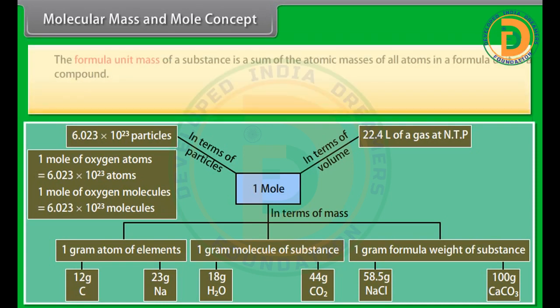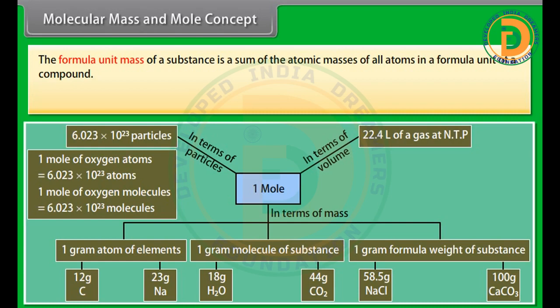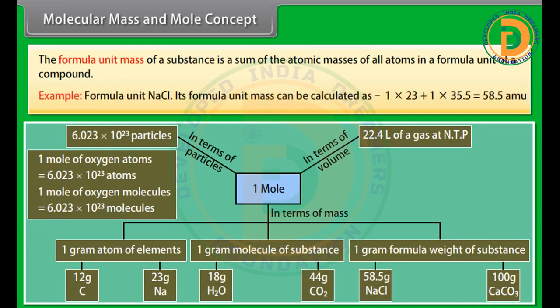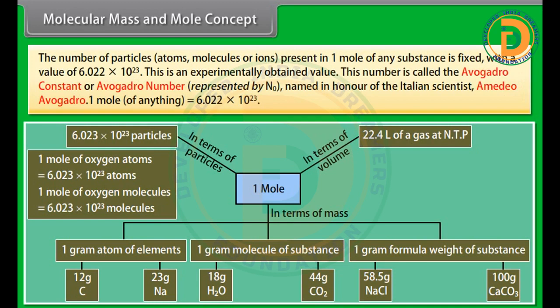units. The formula unit mass of a substance is a sum of the atomic masses of all atoms in a formula unit of a compound. Example: formula unit NaCl. Its formula unit mass can be calculated as 1 into 23 plus 1 into 35.5, which equals 58.5 units.